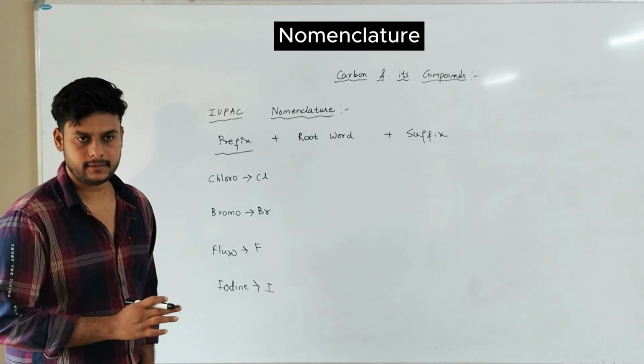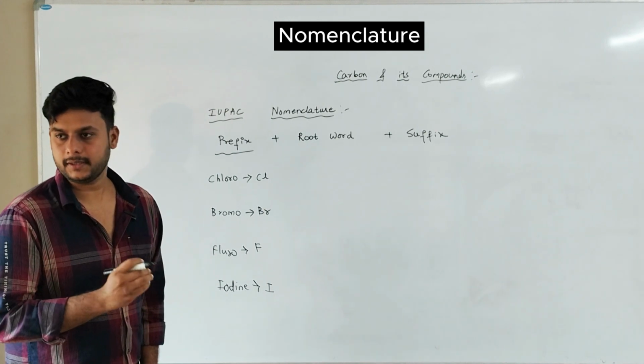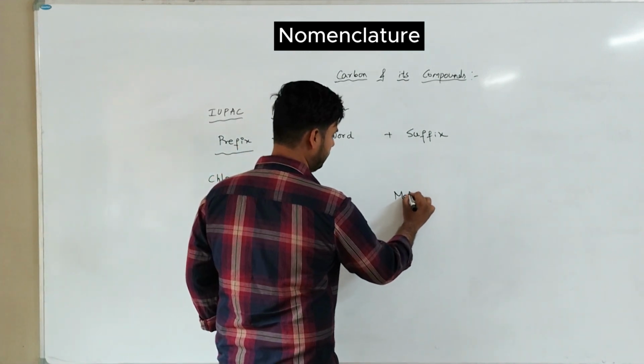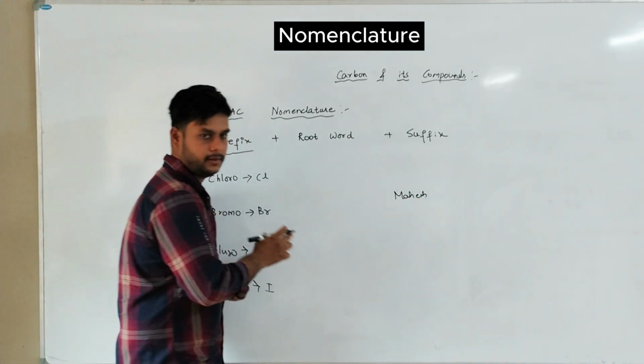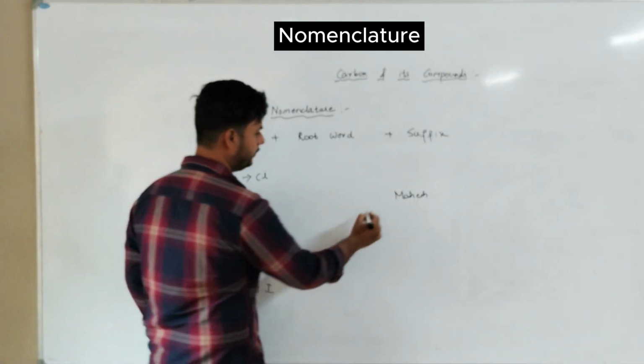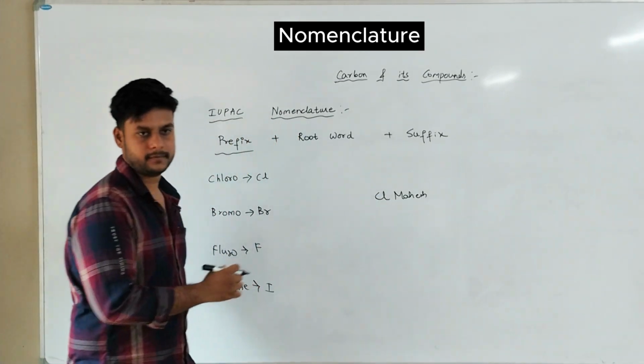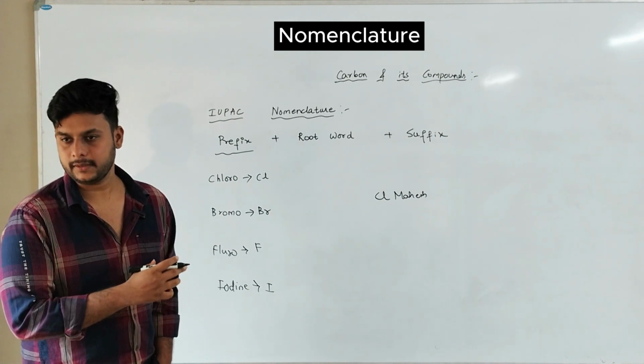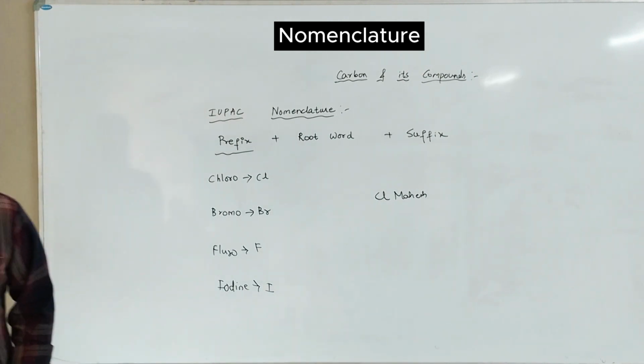Chloro means I will add Cl. These are prefixes. That means they are at the beginning. Example: if I take my name Mahesh, and in my compound chloro is there, I should add chloro at the beginning. So Cl will come here, in the beginning. Understood? So it's a prefix.